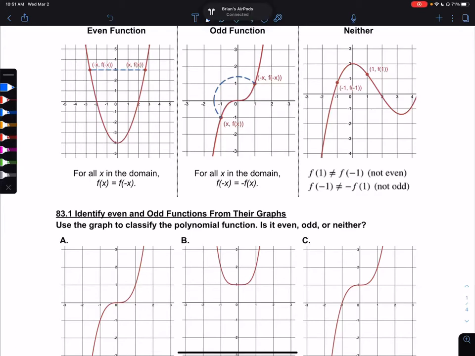In this video, we're going to look at topic 83, example 1, identify even and odd functions from their graphs. So up top here, we just have an example of an even function, an odd function, and something that doesn't qualify as even or odd.